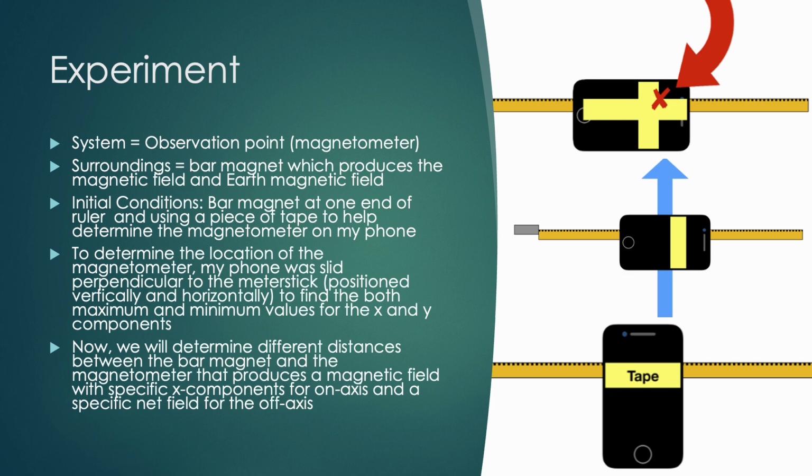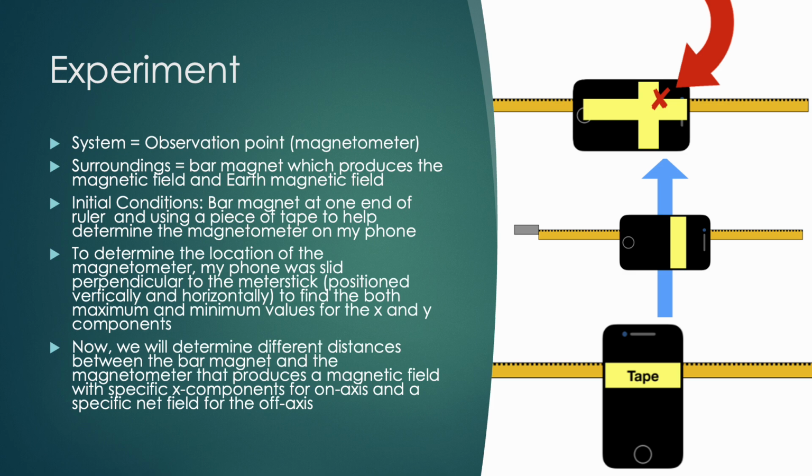For the experiment, the system is the observation point, or the magnetometer, and the surroundings are the bar magnet, which produces the magnetic field, and the Earth's magnetic field. For the initial conditions, the bar magnet is placed at one end of the ruler, and I used a piece of tape to help locate the magnetometer on my phone.